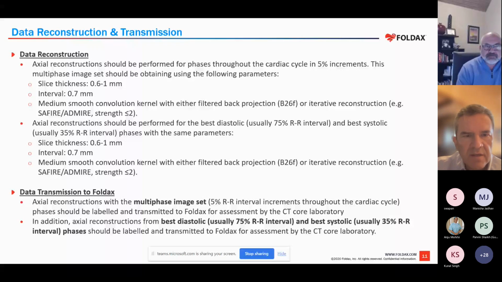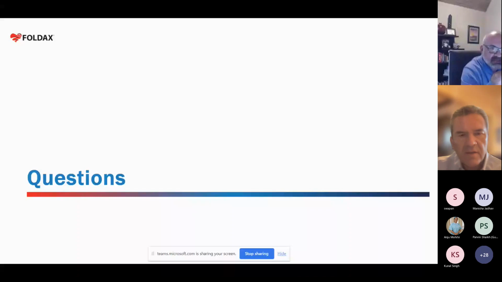And I think, Michael, is that it? Yeah, I'm good. That's it for the CT protocol. So I'm going to open it up for any questions on that portion, and then we'll move into the echo protocol. Any questions from the group?